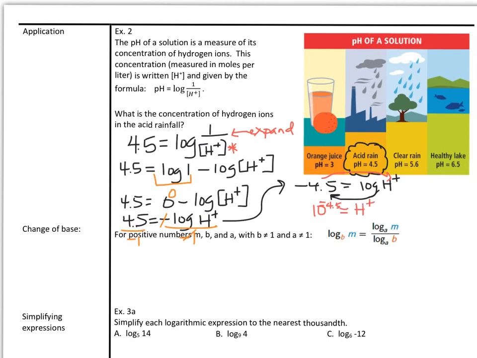To get H+ by itself, let's take 10 to the negative 4.5 power. And if we do that, we're going to get a very small number, 0.0000316 moles per liter. That would be the amount of hydrogen ions in acid rainfall. And that's where we'll end our video lesson for today.